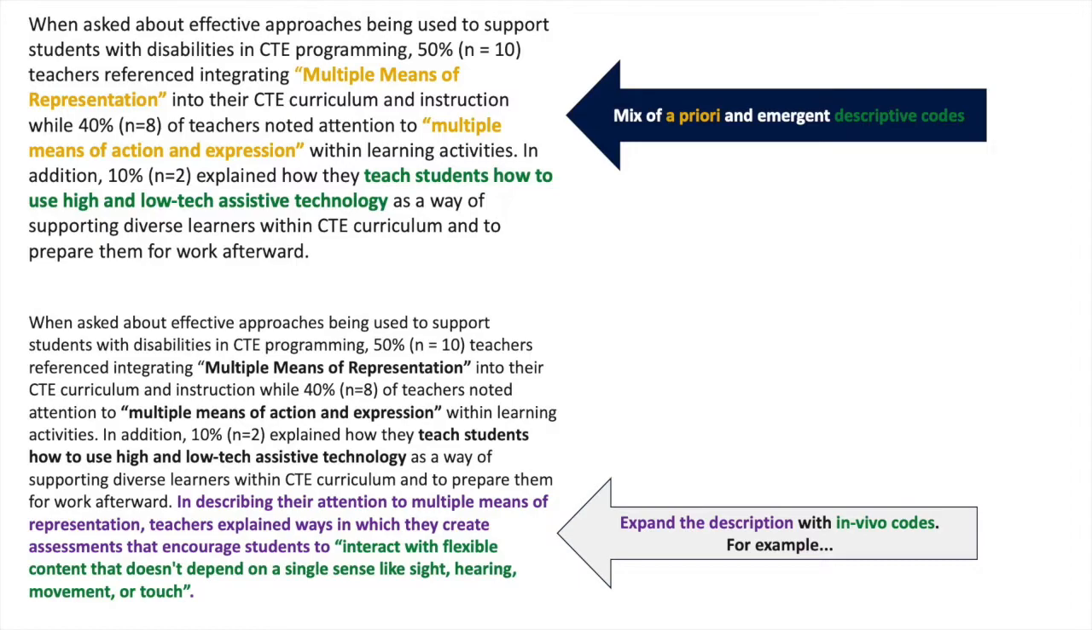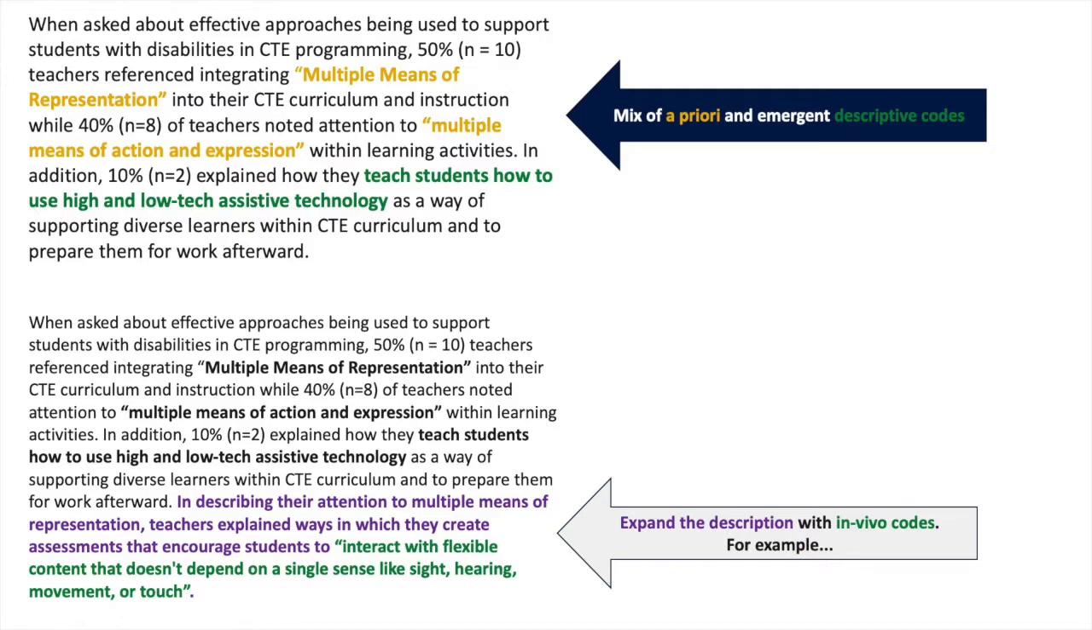So let's say our best practice is we first want to start off with a mix of a priori and emergent descriptive codes. So we might say, when asked about effective approaches being used to support students with disabilities in CTE programming, 50%, N equals 10, of teachers referred to integrating multiple means of representation into their CTE curriculum and instruction. So I'm saying that 50% or 10 participants had that code assigned to them, while 40%, N equals 8, of teachers noted attention to multiple means of action and expression. So I'm saying that 8 participants had that code assigned to them.